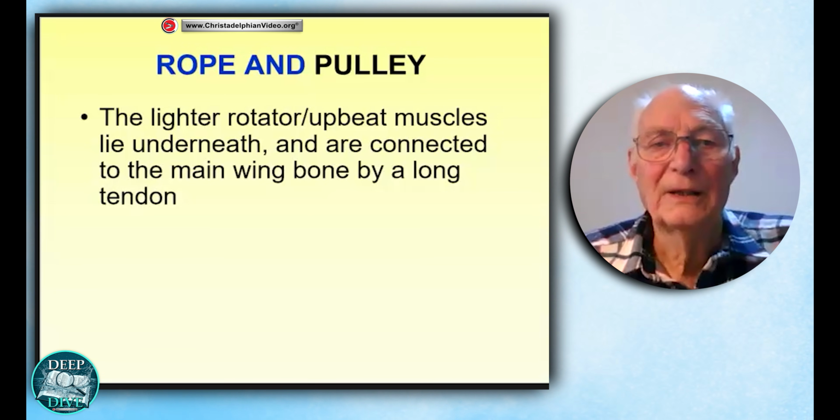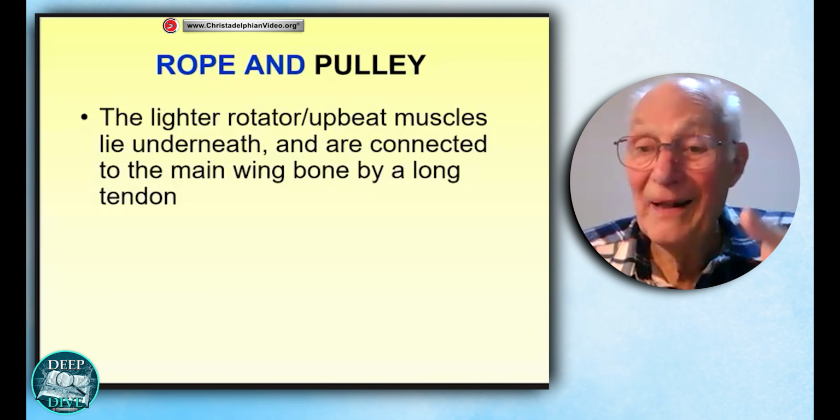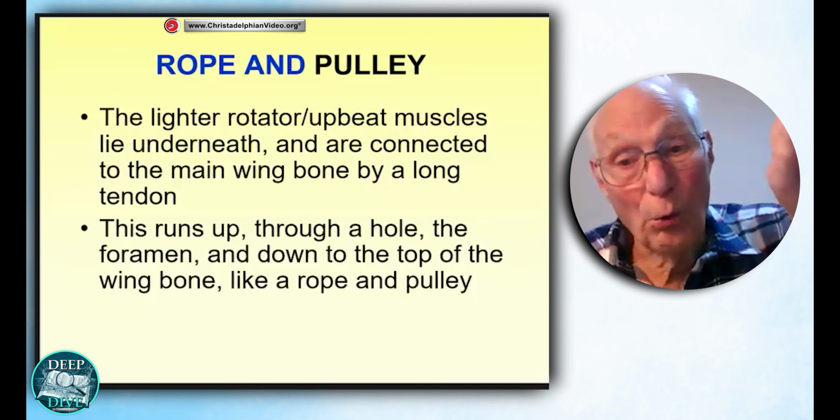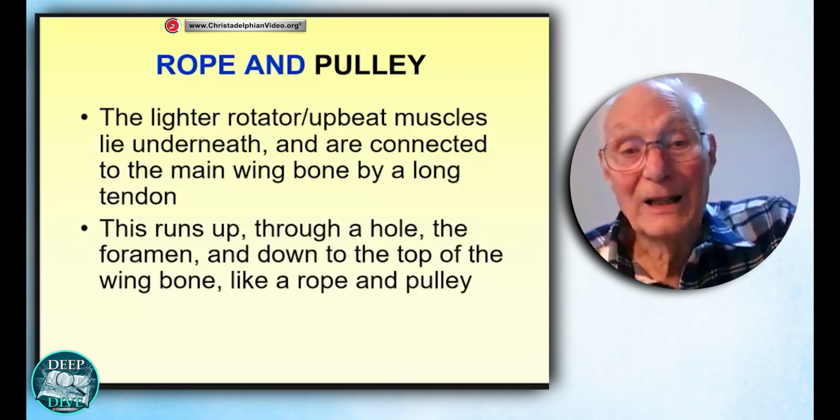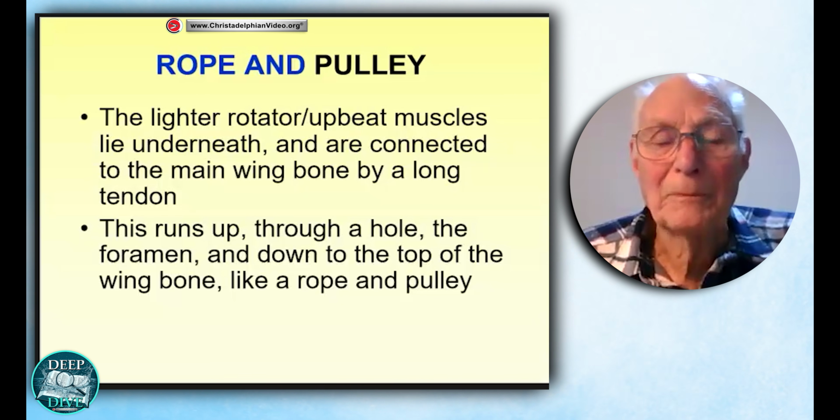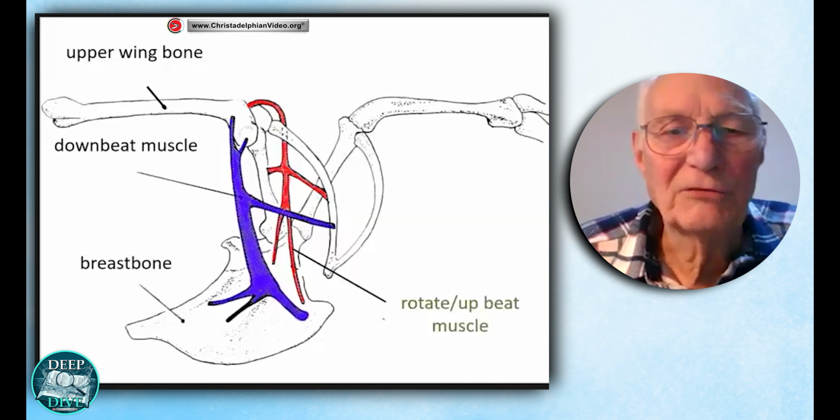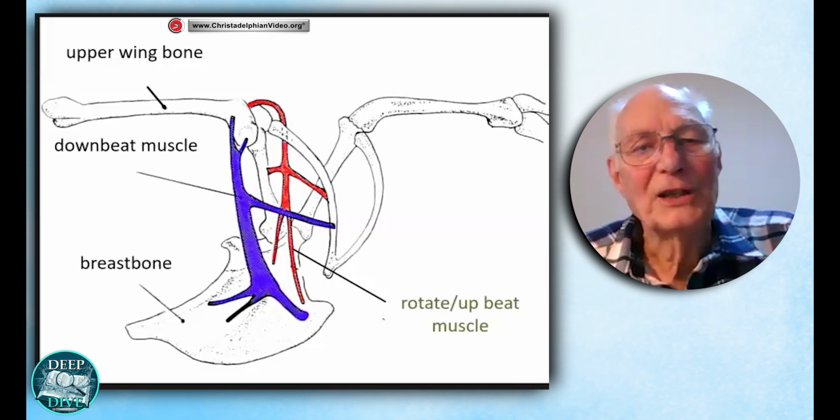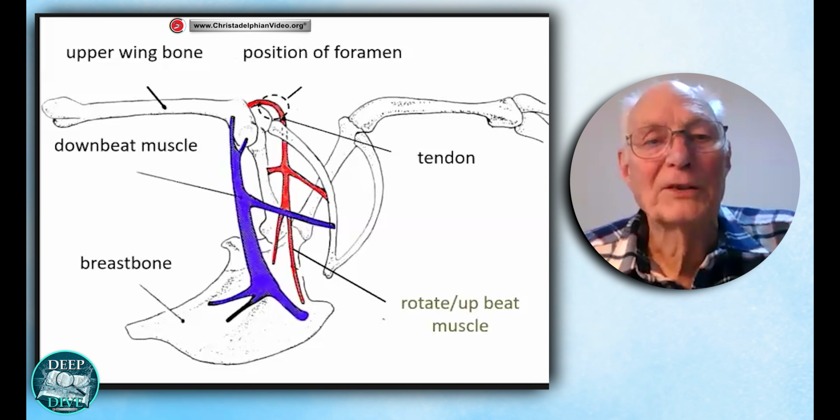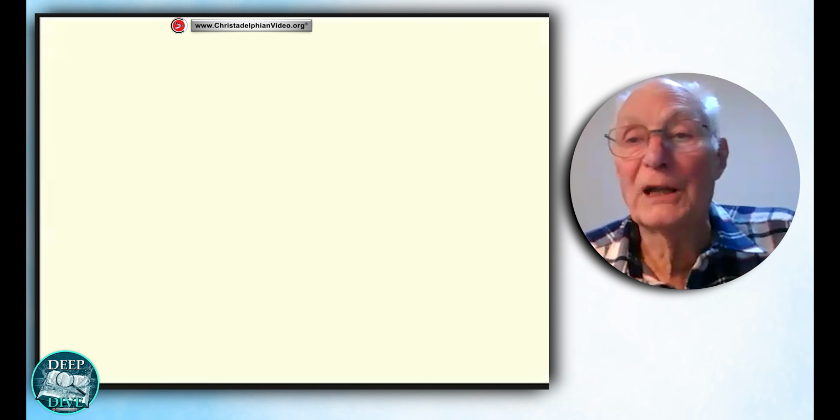So the lighter muscles, the upbeat muscles, are connected to the main wing bone by a very long tendon that goes up in the body of the bird through a hole, which is called the foramen, and then comes down on the top of the wing bone so that it can be pulled upwards when that muscle contracts. It's a bit like a rope and pulley. If you see here, that's the upbeat muscle, the red one, much weaker. And you see it goes up, and there's the tendon, it goes up through a hole called the foramen, so that when it contracts, it pulls the tendon through the hole and lifts the upper wing bone back upwards again.